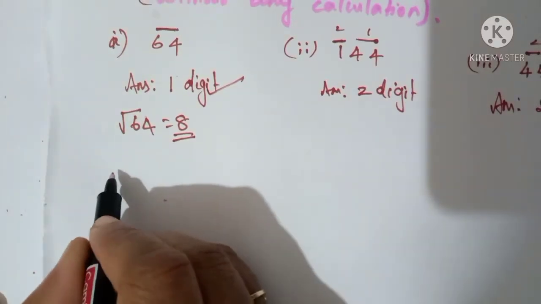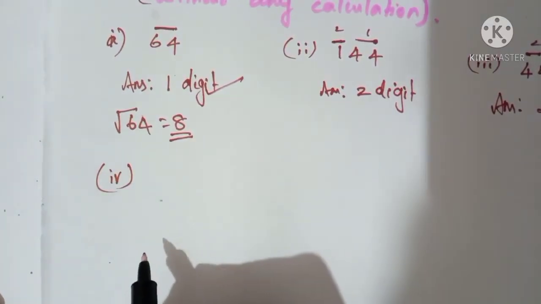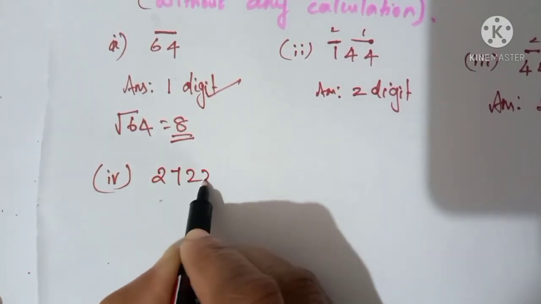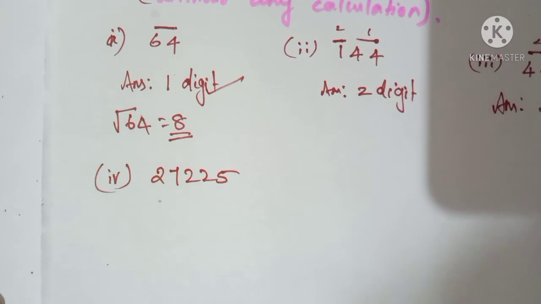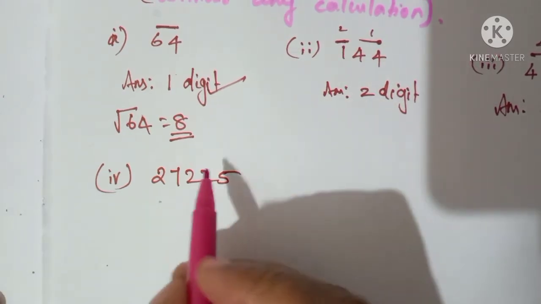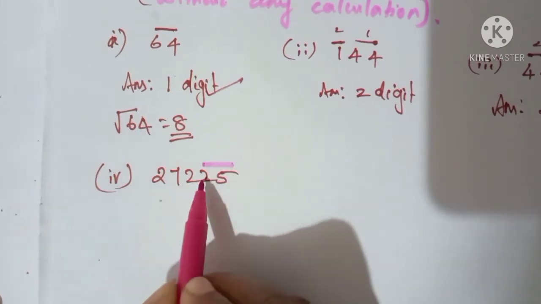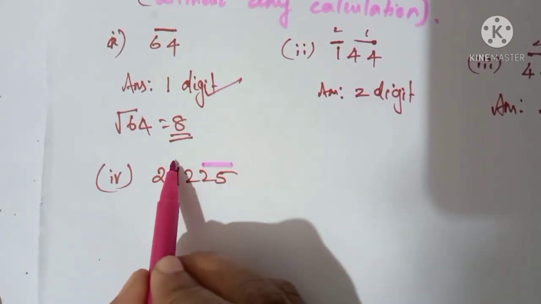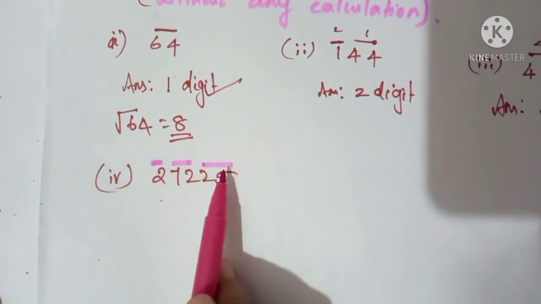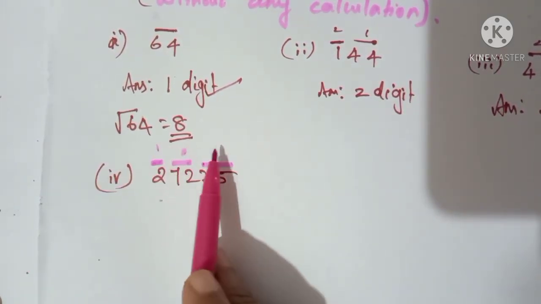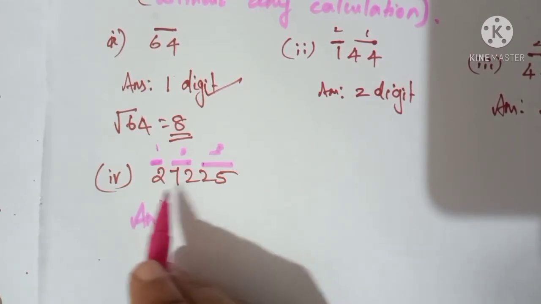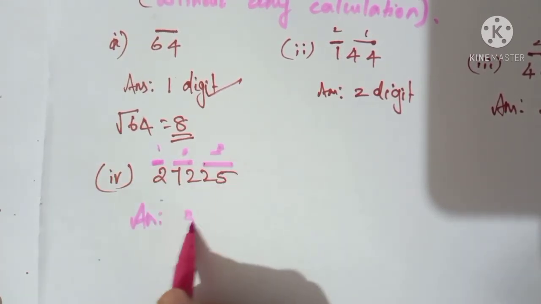One more example shall we see, the fourth one. 27,205. Here also you need to pair it. You will be pairing from the ones place. So 20, this is one set. Next 72 will be paired, and here this one. So how many pairs are we having? 1, 2, 3. So the square root for this number will be 3 digits.